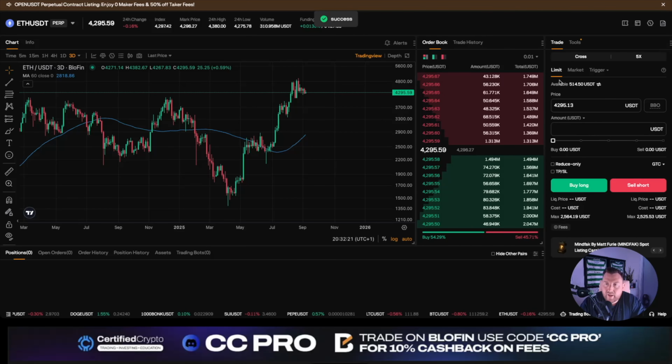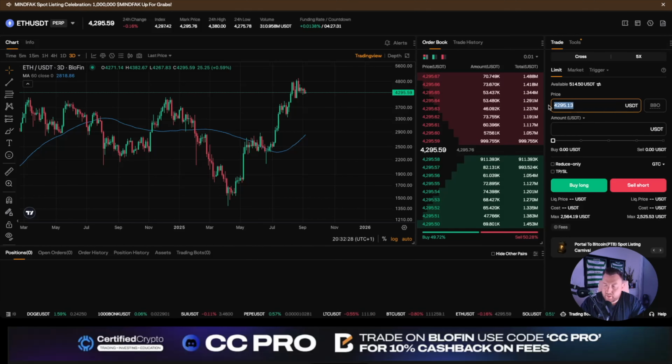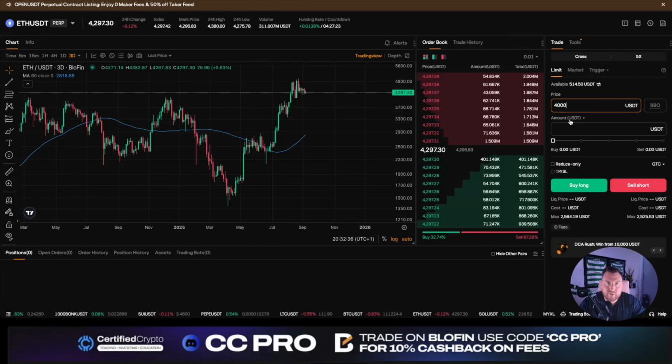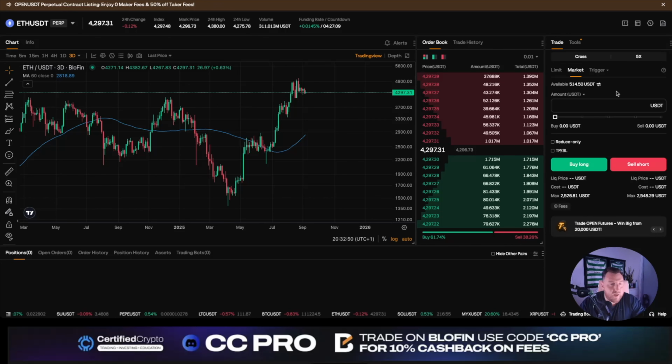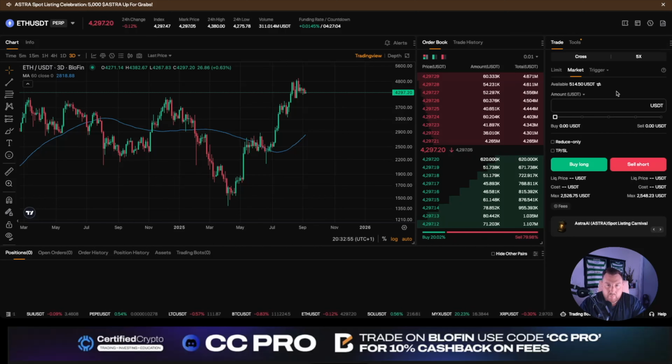Okay, next up we have limit and market. Limit order means that the trade will only execute at a certain price. So you could set a limit order of $4,000. And if Ethereum goes down as low as $4,000, it will enter the trade, but it won't enter before then. Alternatively, we have market. Market basically means it's going to buy into the trade right now at whatever price Ethereum is showing. This is what I would do for most trades because I probably won't enter trades unless I'm happy with where we are right now.